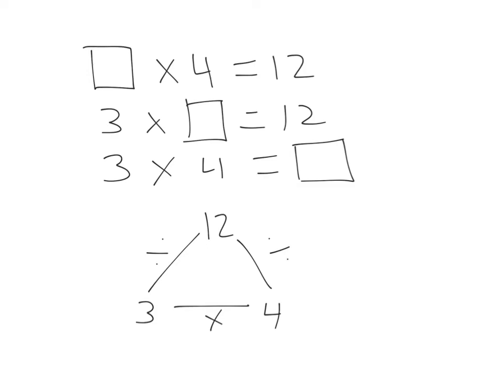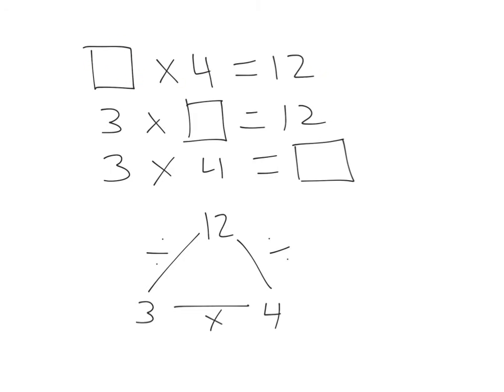In this video, we're looking at completing multiplication sentences. When you look at the bigger numbers in the examples, it can be a little bit intimidating. So I think it's better to start with smaller numbers to get a feel for it. In this first example, we have blank times 4 equals 12.